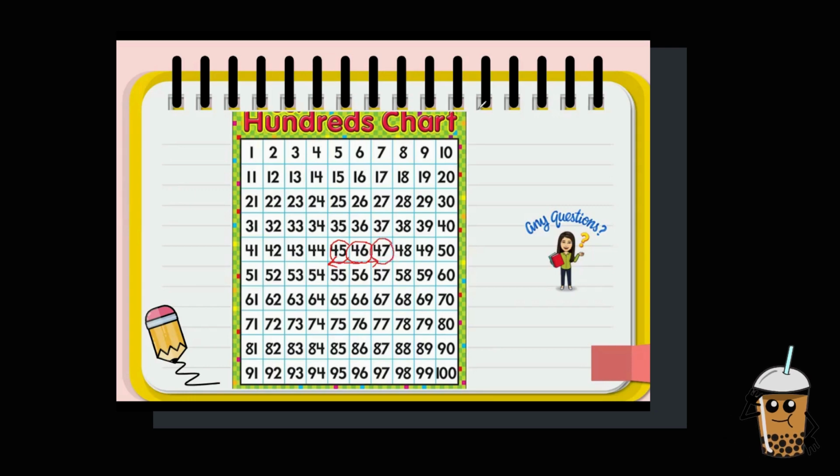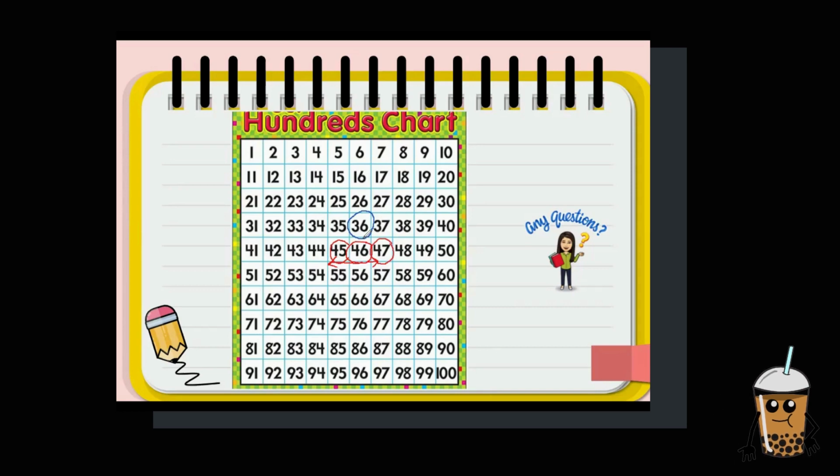Now let me change my color to do 10 more than and 10 less than. Let's say, what is 10 less than 46? So we will go back because we are subtracting. So we will go a row back. So going a row back from 46, we will get the number 36. 10 less than 46 is 36.